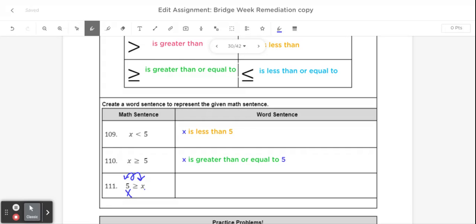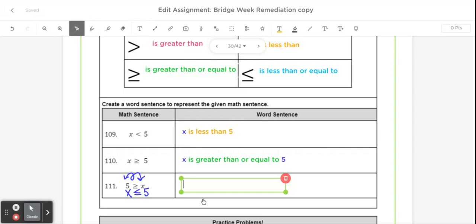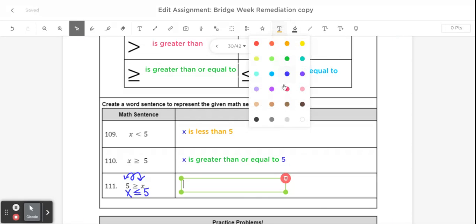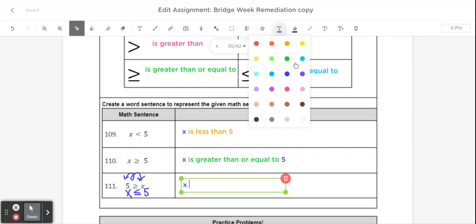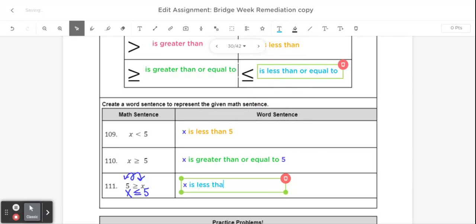So X would be first, 5 would be second, and then you have to flip the symbol as well, which means instead of the symbol being a greater than or equal to, which is what it originally looked like, it actually means less than or equal to. So I would say X, and then instead of greater than or equal to, I'm going to use the words is less than or equal to the number 5.